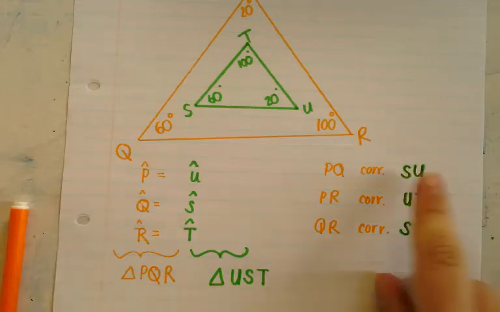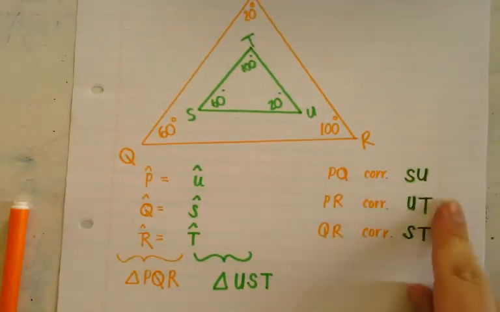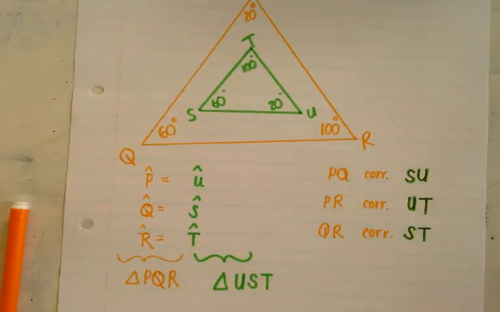And again, you can write US or SU, TU or UT, and ST or TS. That's okay, any order. But now I want to show you something really cool. If you match your triangle names properly, you can already tell which sides are corresponding.